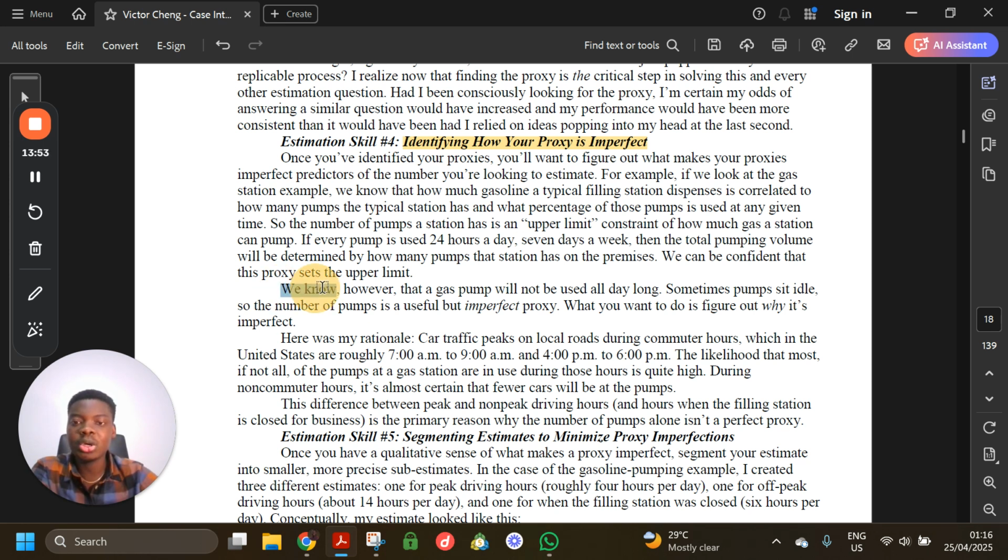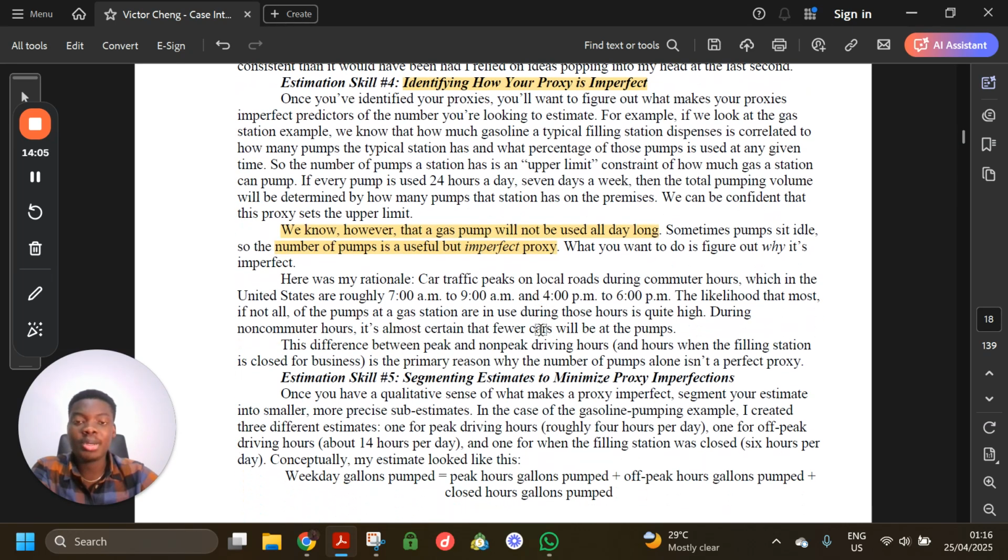So as you can see, he says, we know, however, that a gas pump will not be used all day long. So while the number of pumps is a useful proxy, it's also imperfect because, depending on how many pumps there are in the filling station, there is also the likelihood that those pumps are not used 24 hours of the day. So there will be closing times when the station is not functional, for example. Or if it's a station that functions 24 hours a day, then at least the station cannot pump more than the 6 pumps that it has.